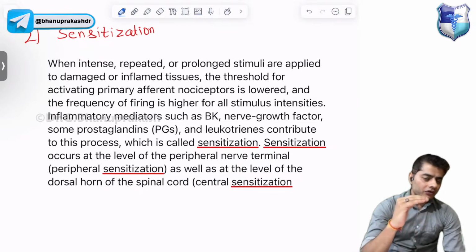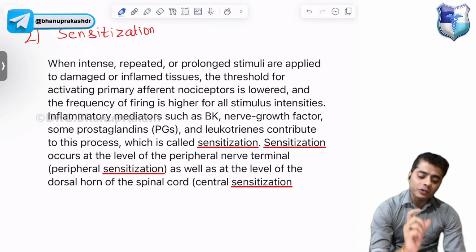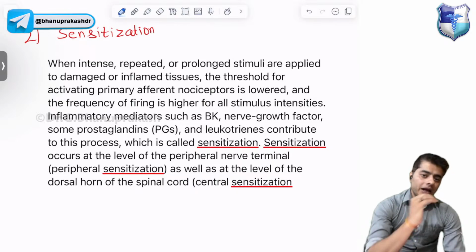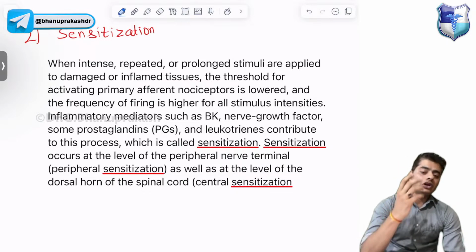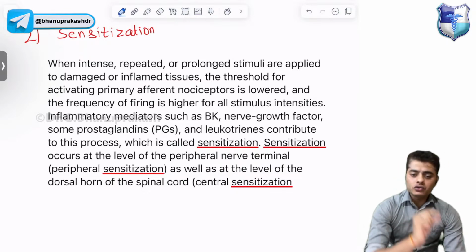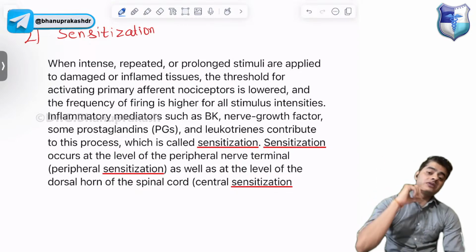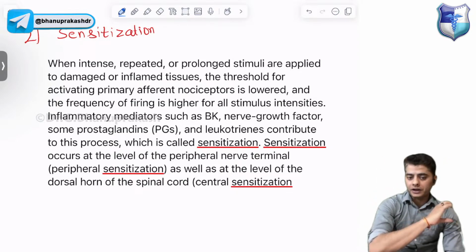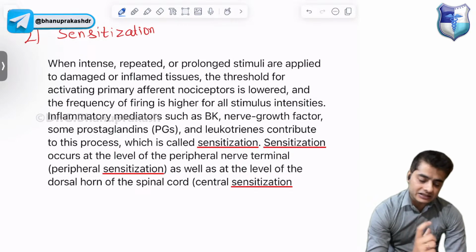Earlier, my basic set point was minus 90 millivolts. It is converting into plus 50. Now, due to these prostaglandins and nerve growth factors, my resting membrane potential is not minus 90. It is about minus 70, minus 60. So they have changed my threshold. From a small injury, I am receiving that much pain that I was earlier receiving with a lot more pain. That is sensitization, and that is peripheral sensitization.